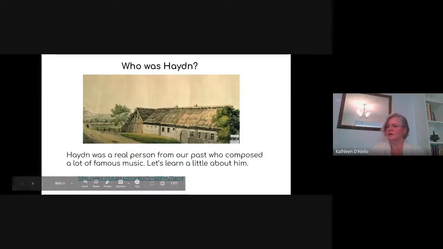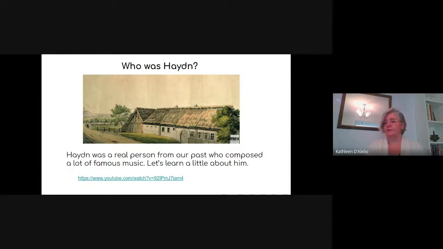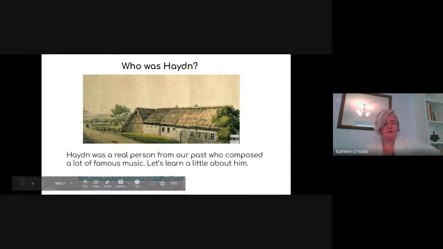So there were a lot of facts you could have learned about Haydn there. He was a composer. He wrote a lot of music. He is no longer alive. He was a choir boy. He used to sing in a choir when he was very young.